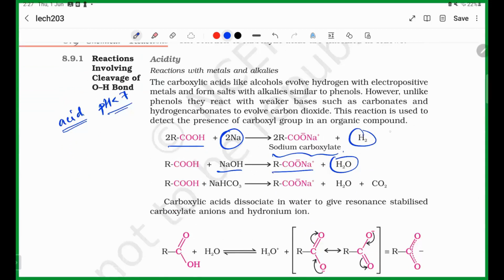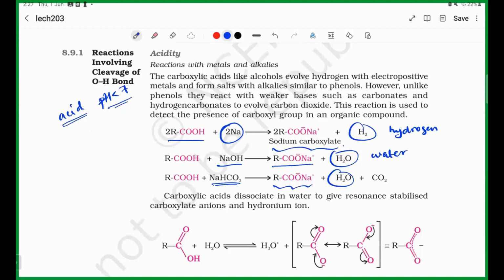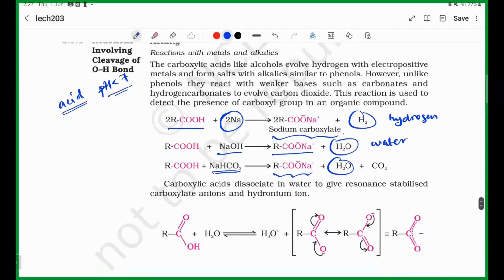So it gives you hydrogen with metals, and water with bases. With sodium hydrogen carbonate, it also reacts, giving carbon dioxide and water. That's a very interesting fact. One must know that this is a very good differentiating test between, say, phenol, for example. Phenol does not react with NaHCO3, right? Whereas carboxylic acid does. This shows that carboxylic acids are stronger acids than phenols.